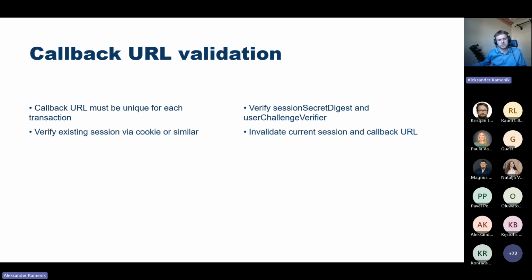The 4 main points. We do have a separate page explaining all this, but the 4 main points are that the callback URL that you choose must be unique for each transaction. An attacker must not be able to predict what the callback URL will be, so that they would not be able to call it themselves. Second, you should verify that the callback URL is called in a browser or app that also started the initial session.